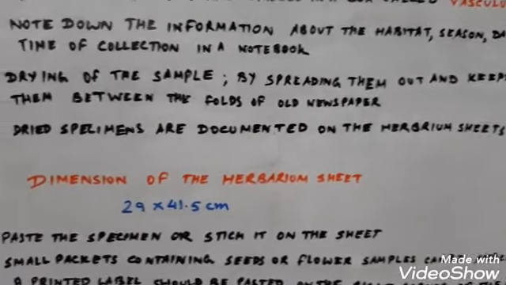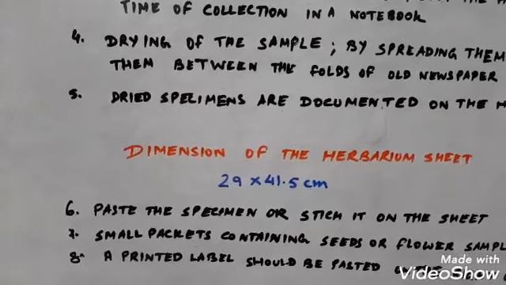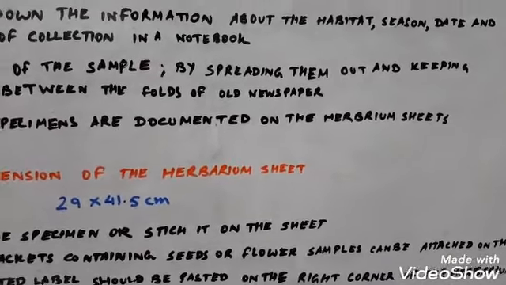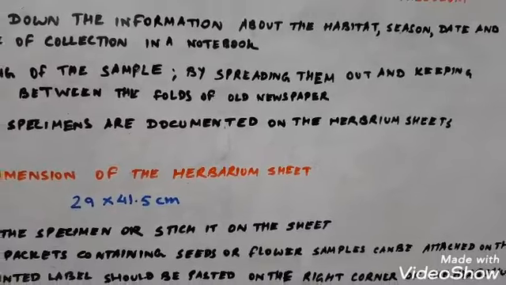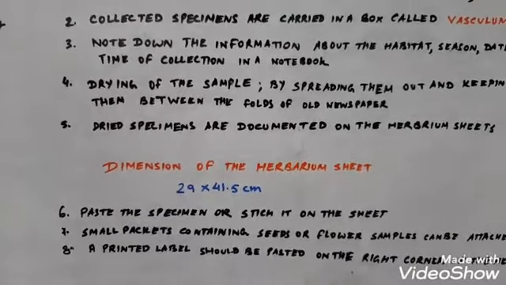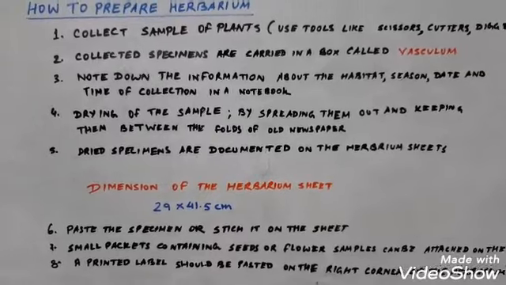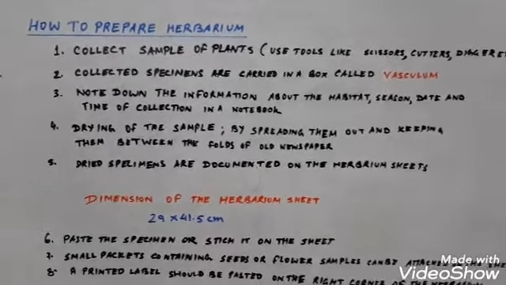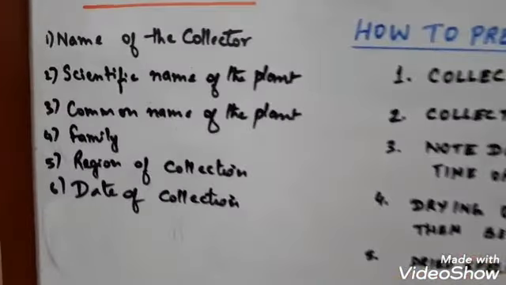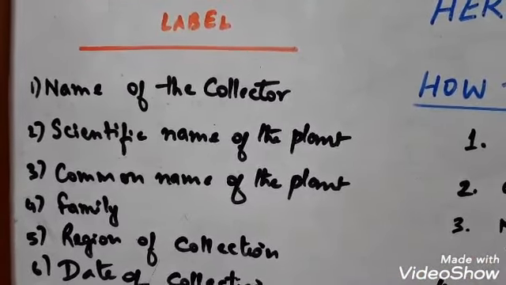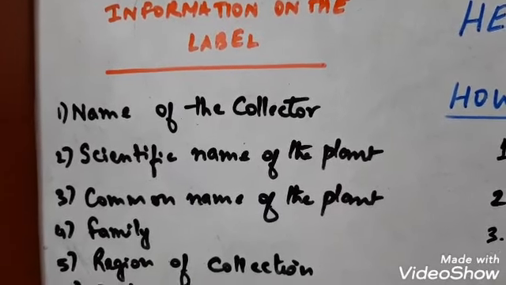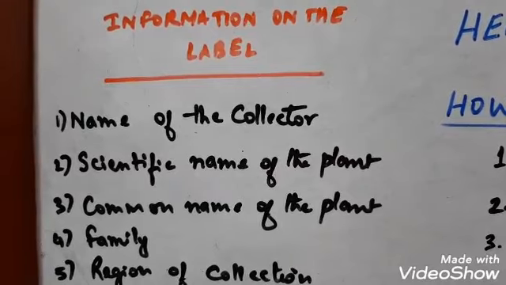Okay, and the last is a printed label should be pasted on the right corner of the paper, right lower corner of the paper. This printed label should contain the following data. What are they? Let me show you. Name of the collector is a must. You can even use the name of the institute, in which institution you are studying.